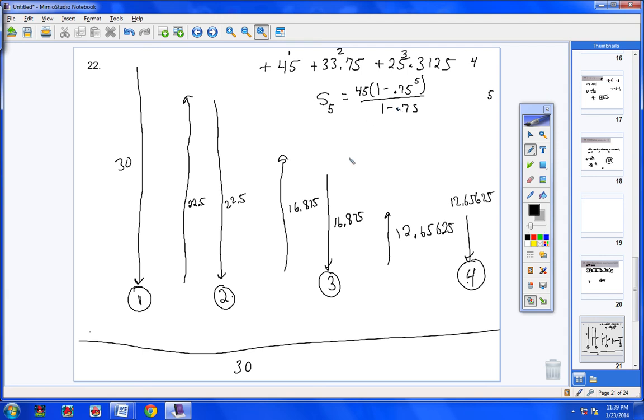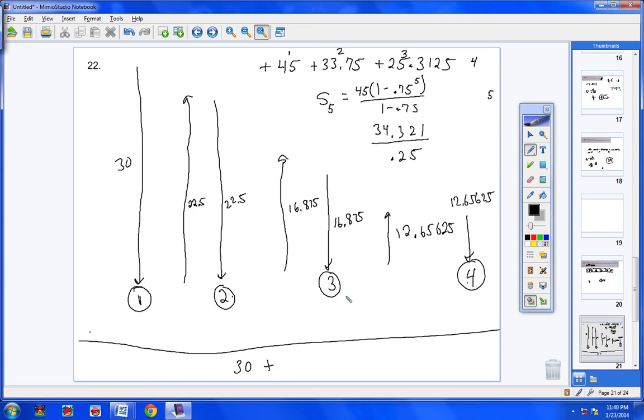Now, if I type this numerator into my calculator, 1 minus 0.75, all of that to the 5th power, equals, times 45 equals, I'm going to get a really long number up top here, something like 34.32128906, and then 1 minus 0.75 is 0.25, so I'm going to divide that by 0.25, and I'm going to get 137.28. 137.28, but then I also have to add my 30.